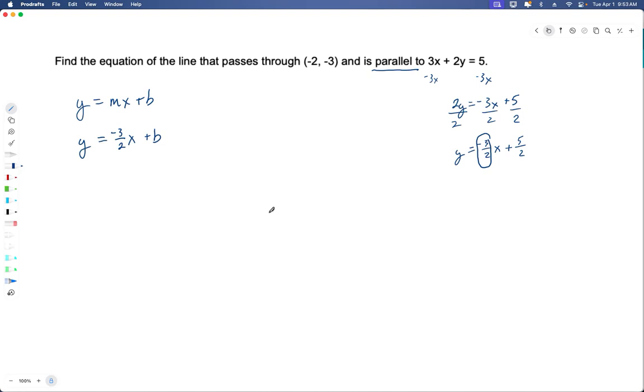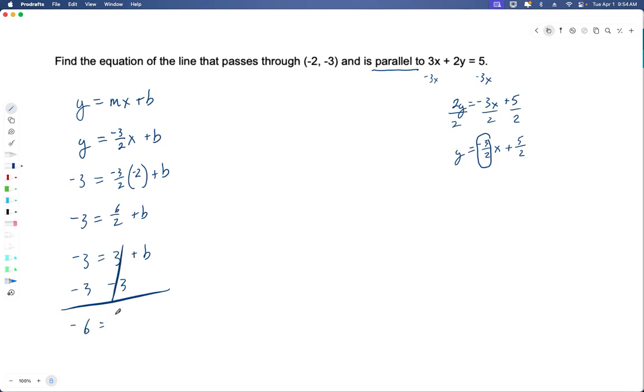Now, in order to find the equation of the line that goes through this point, I'm going to substitute this point into this equation. So y is negative 3, and x is negative 2. Then I'm going to do that multiplication here. Negative 3 times negative 2 is a positive 6 over 2 plus b. Negative 3 is equal to 3 plus b. If I subtract 3 from both sides, because this is positive, you want to do the opposite, negative 6 is the value of b.